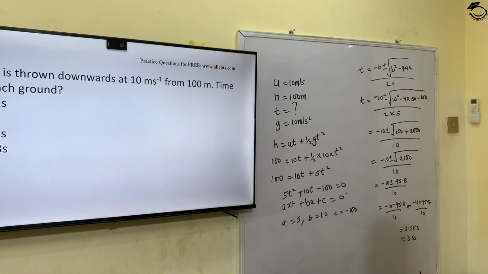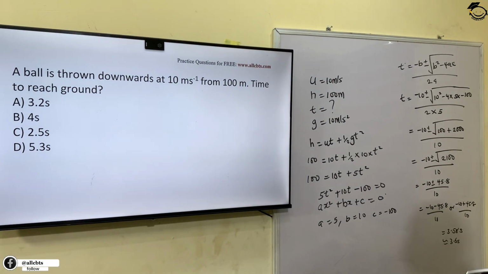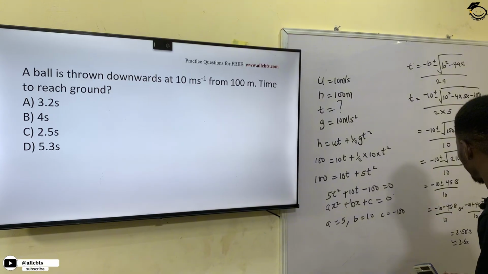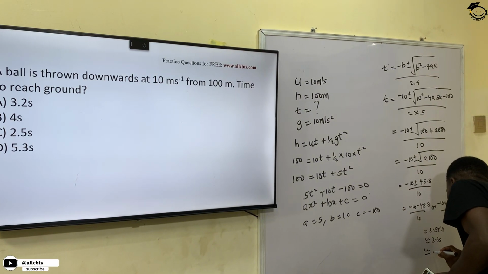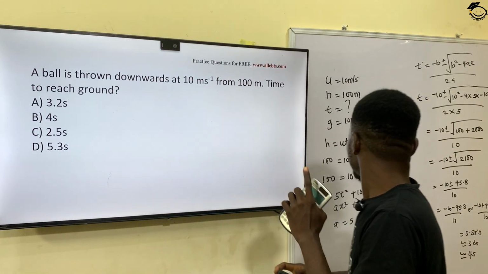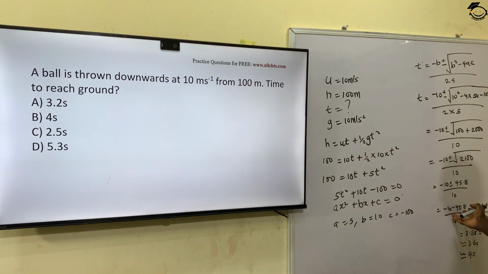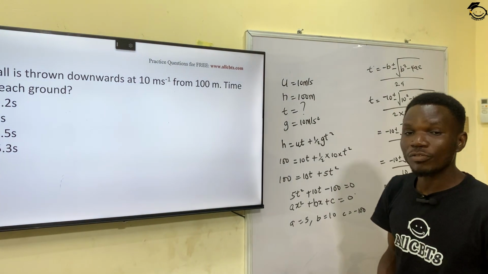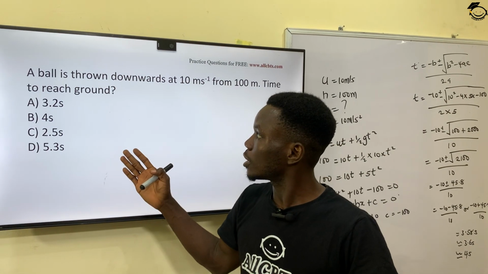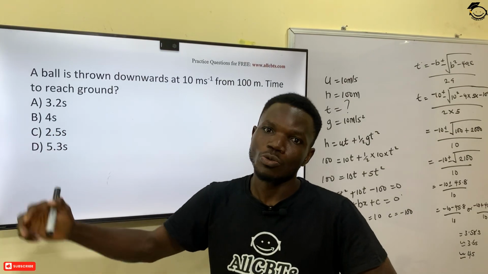So looking at our options, we have 3.6 seconds here, and our options are 3.2 seconds, 4 seconds, 2.5 seconds, and 5.3 seconds. If you approximate, this is equivalent to saying I have 4 seconds. So the correct answer to this question is 4 seconds. Now, if you look here, we have the negative also. We did not bother solving the negative because you cannot have negative time. So the time taken for it to reach the ground is 4 seconds, which is option B.